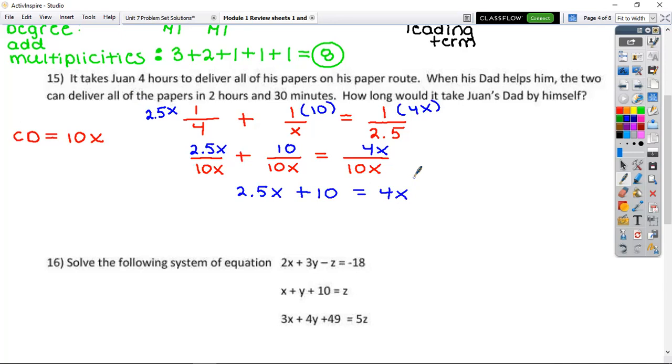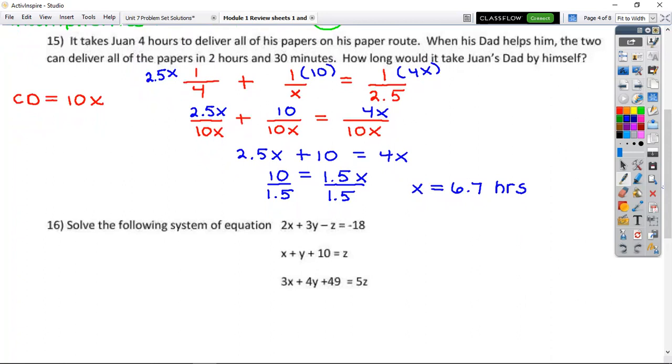Subtract 2.5x over, and I get 10 is equal to 1.5x. And could someone please type that in the calculator and we can round this to the nearest, let's go nearest 10. So how many hours is it going to take his dad if he works by himself? 6.7, thank you. So 6.7 total hours. Okay. So that is one of those word problems in which, again, you have people that are working together to accomplish that one task. Questions on that one?